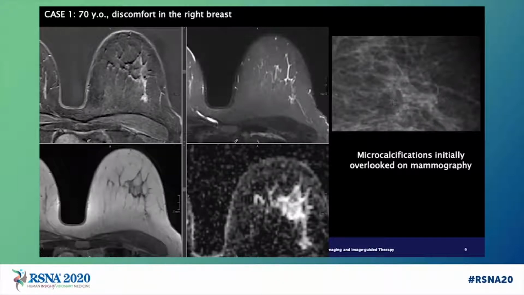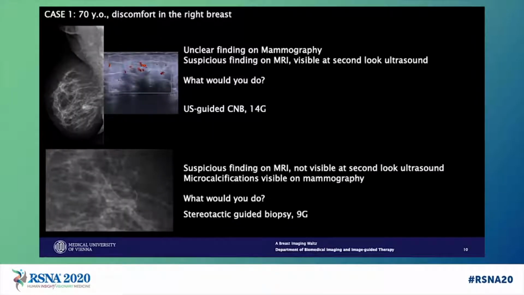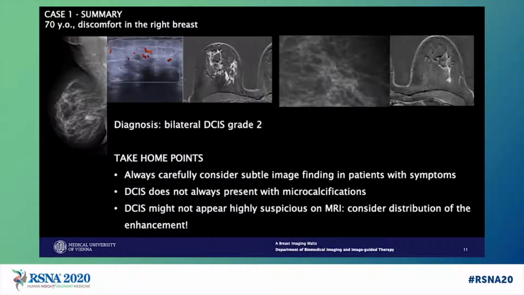And so we upgraded both breasts to BI-RADS 4, and we decided to perform a biopsy on both breasts. Of course, ultrasound-guided on the right side, because the finding was clearly visible on ultrasound, and a stereotactic biopsy on the left side, as the lesion was clearly visible in mammography. We found on both sides a ductal carcinoma in situ grade 2.